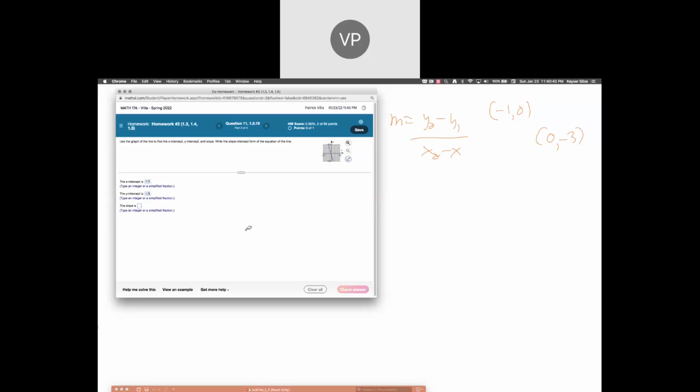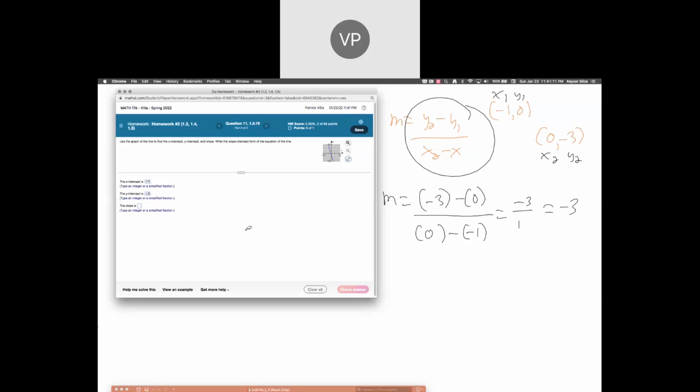So if I call these my 2 points, which I can, that's x1, y1. This is x2, y2. I'm going to replace everything into here. So I get a negative 3 minus a 0 all over a 0 minus a negative 1. That gives me negative 3 over positive 1, which gives me a negative 3, and that's my slope on this one. Now, sometimes it is going to be the y-intercept. Sometimes it's a coincidence. It's just sometimes how it is.